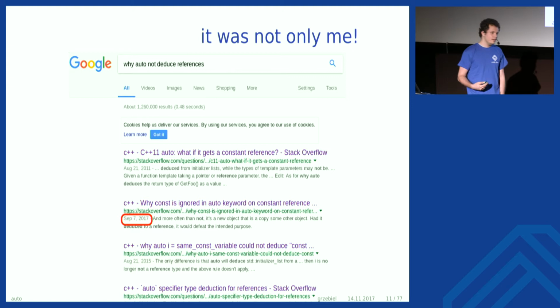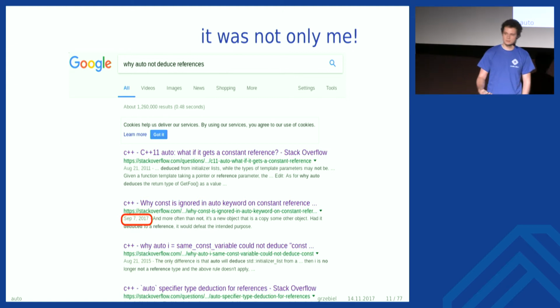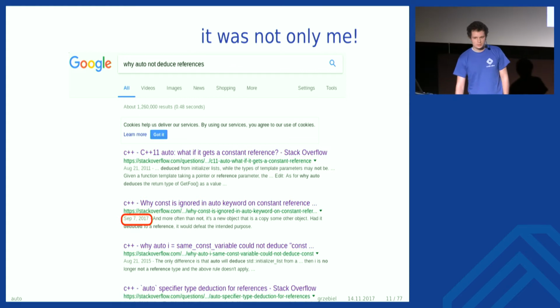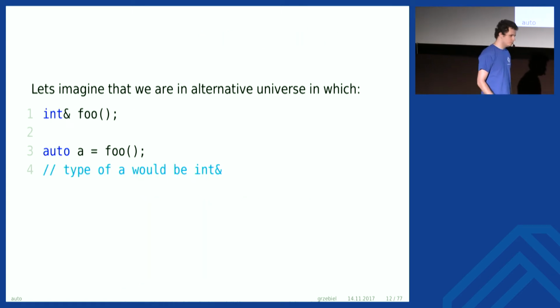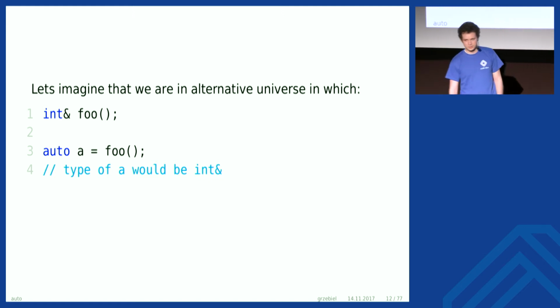Okay, so I tried to find a good reason why it was defined that way. Actually, all of these questions on Stack Overflow have great responses with the reasoning. But I'd like to propose another approach. Let's imagine, just for a while, that we are in an alternate universe where auto worked according to my intuition. Maybe not yours, but mine.